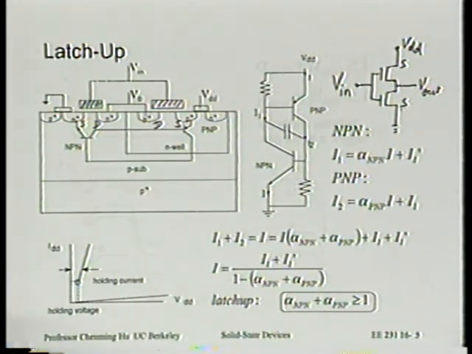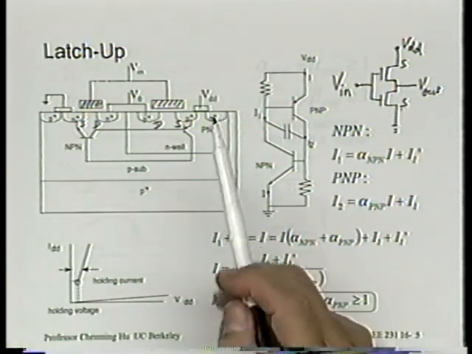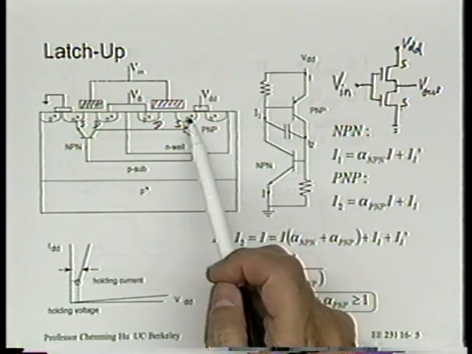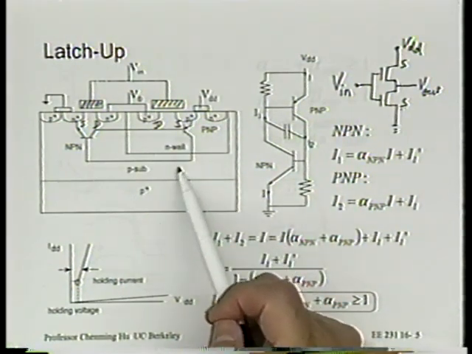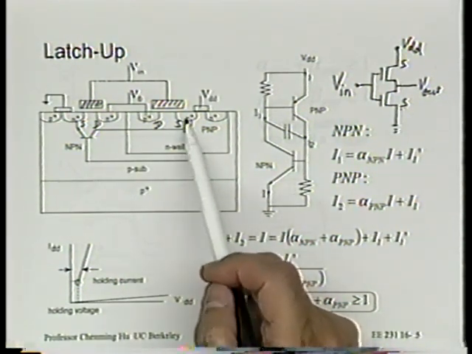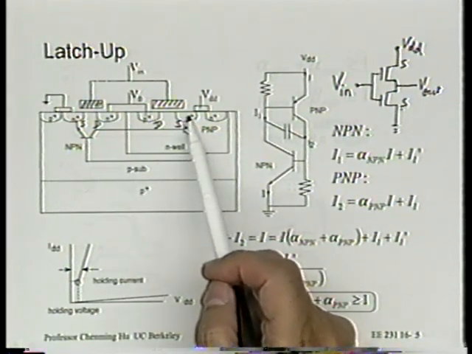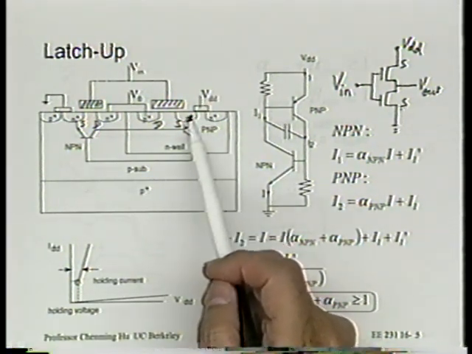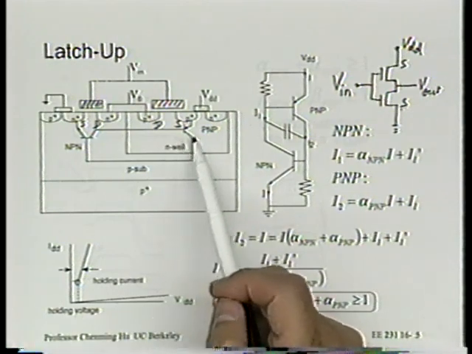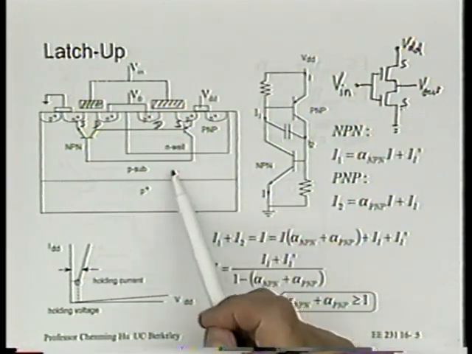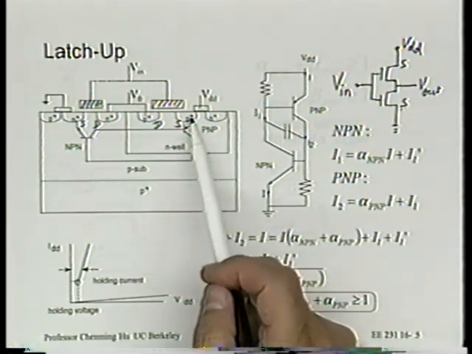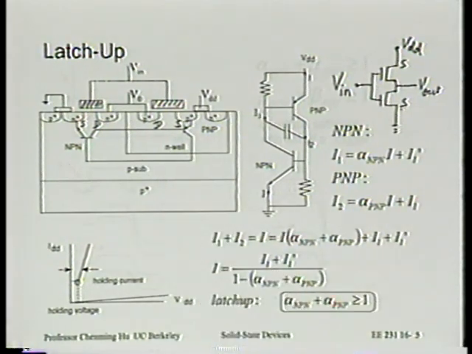Now let's identify the parasitic bipolar transistors. There is a PNP bipolar transistor in this vertical manner. P connected to the VDD, N is the N well, and P is the P substrate. It makes a vertical PNP transistor. You see that?